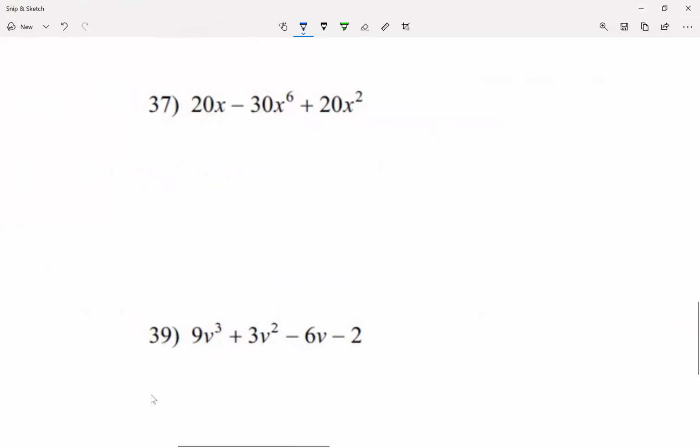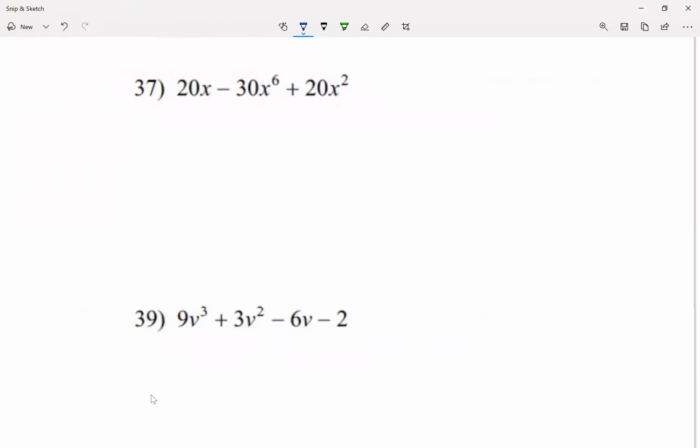Okay, let's take a look at number 37. 20, 30, and 20. The biggest number we can divide them by is a 10. Letter-wise, x to the 1, right? I'm using the smallest exponent. Okay, so I'm going to do the distributive property backwards. So what I'm going to do, on each term, I'm going to divide by 10. Number-wise, divide by 10. Letter-wise, subtract the 1 from each exponent.